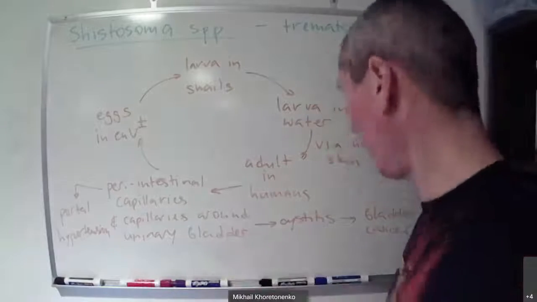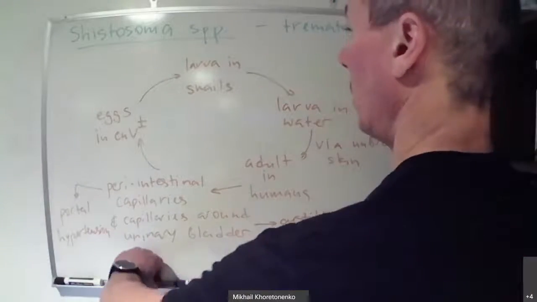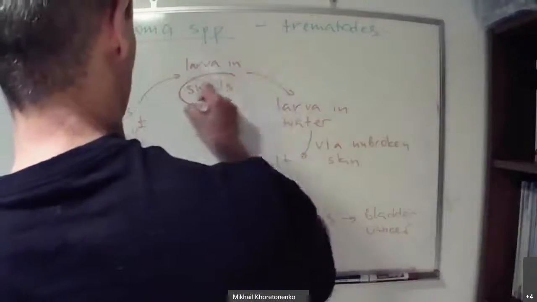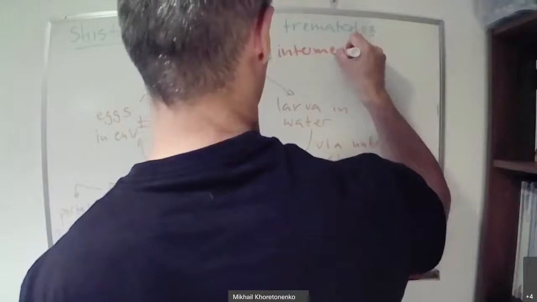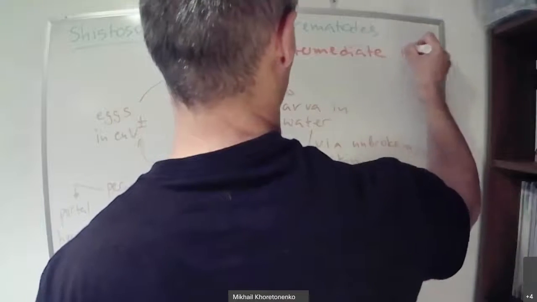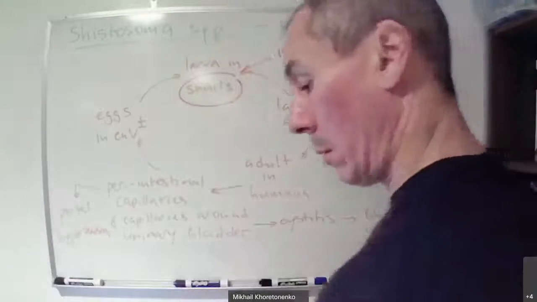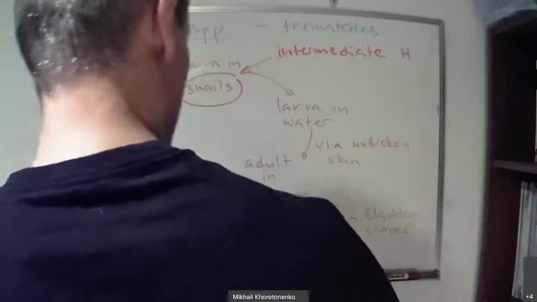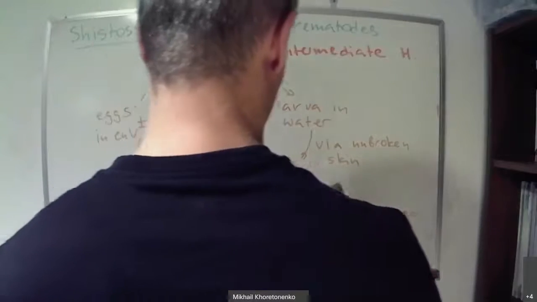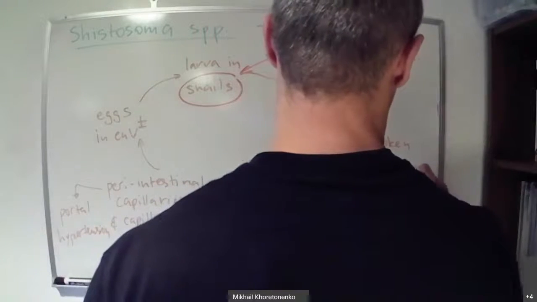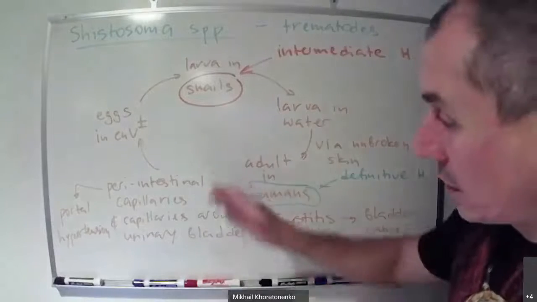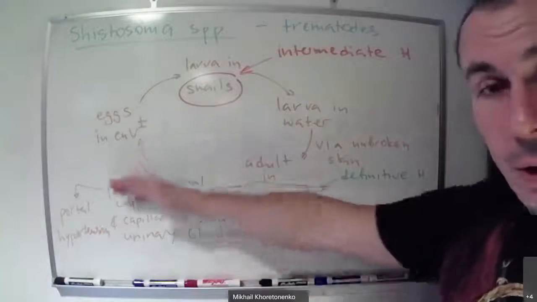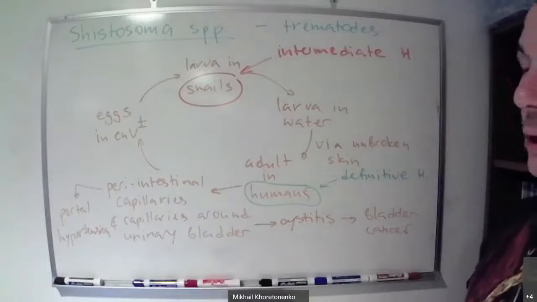So in this scheme of things, snails will be the intermediate host, and humans will be a definitive host. So obviously this is more of a long-term complication of schistosomiasis.